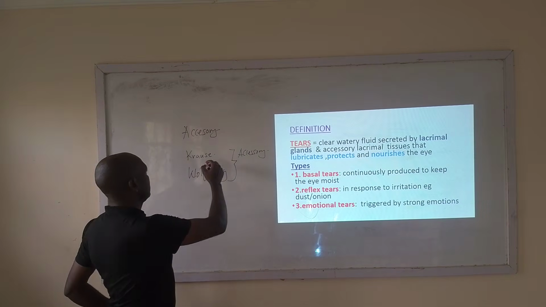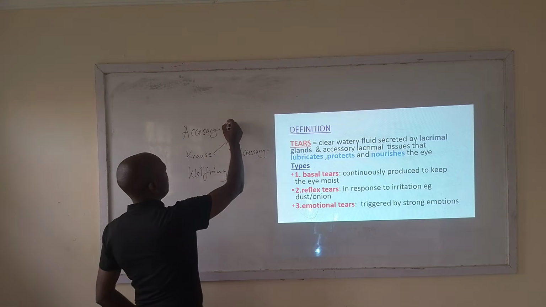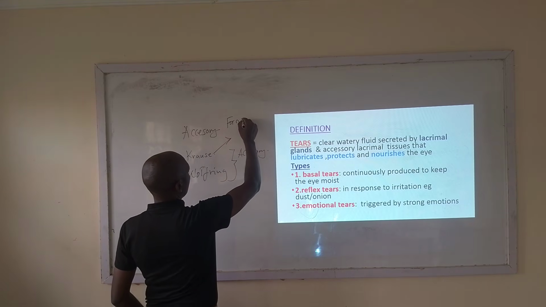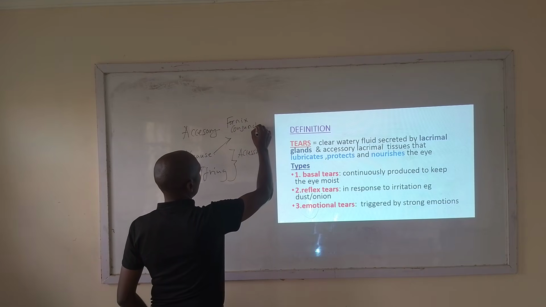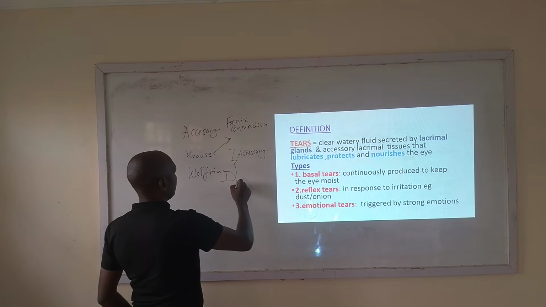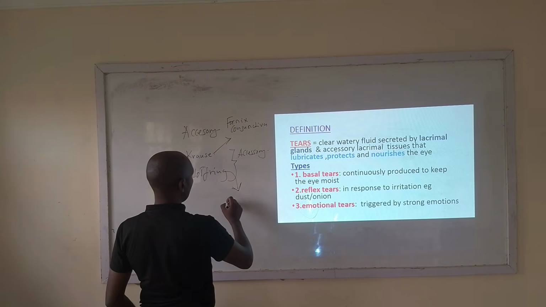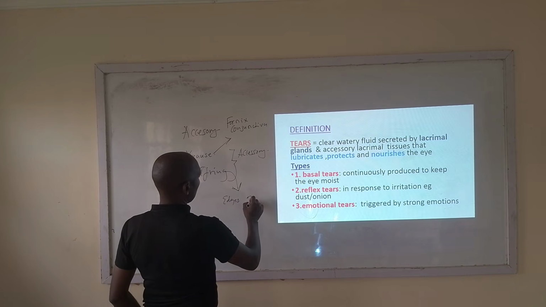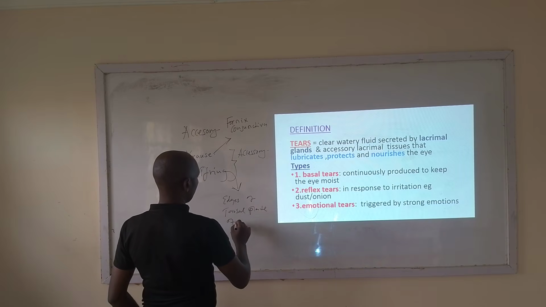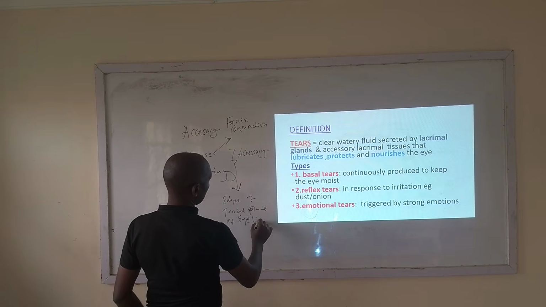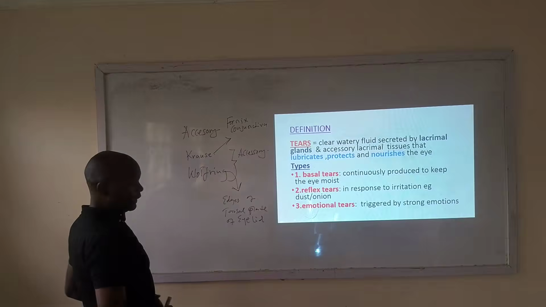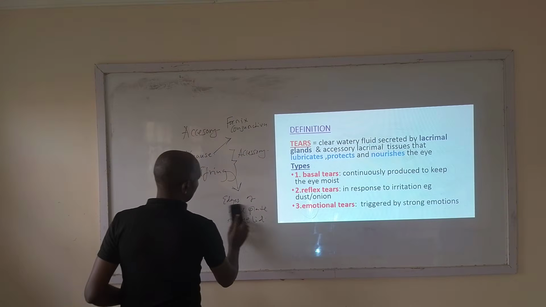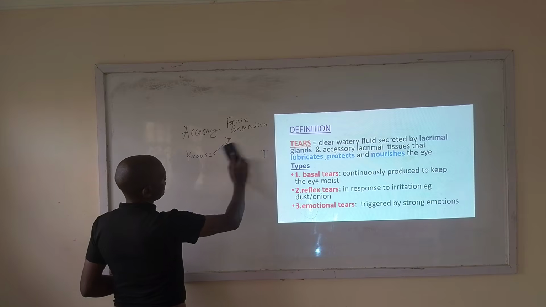The Krause glands are found in the fornix of the conjunctiva, while the Wolfring glands, this one here, are found on the edges of the tarsal plate of the eyelid. When we talk of the fornix of the conjunctiva, it means the conjunctiva anatomically has actually three parts.